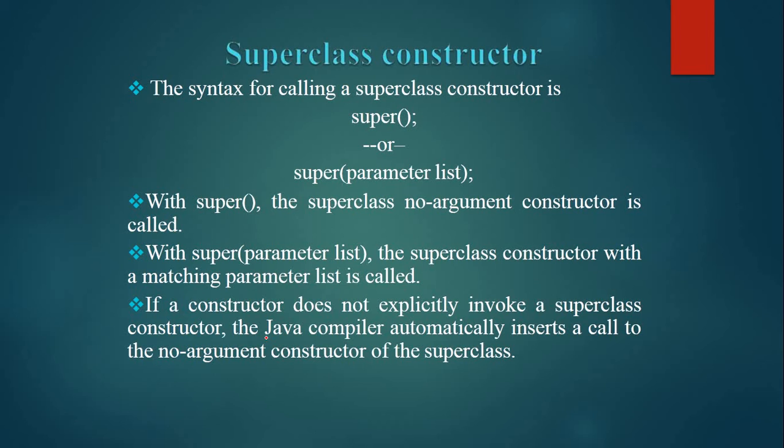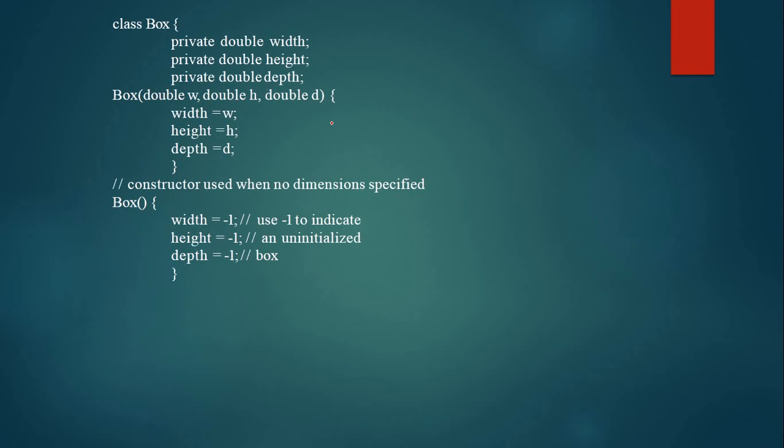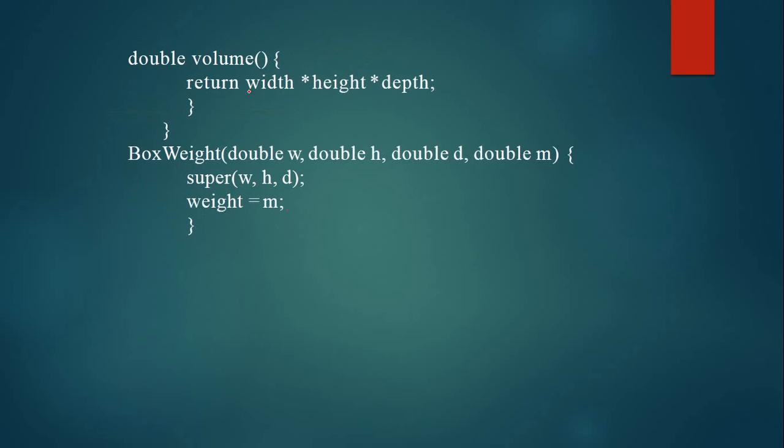Now we will discuss the superclass constructor. We will discuss it directly by example. Here our first class is Box. In it we have declared three variables: width, height and depth. Our first constructor is a parameterized constructor with the three variables w, h and d. Then our unparameterized constructor Box is there, in which our values are -1. Here the volume method will return the volume of the box.